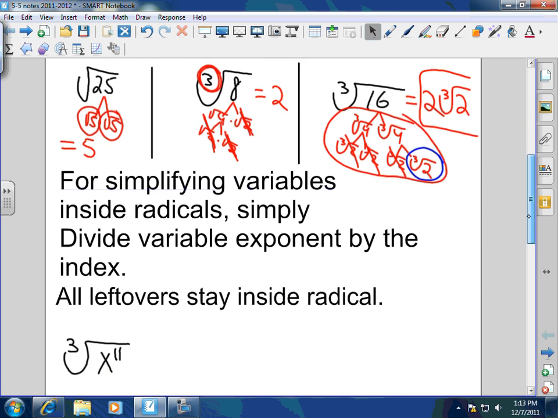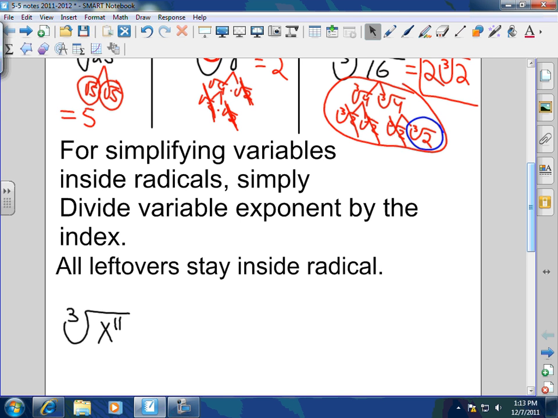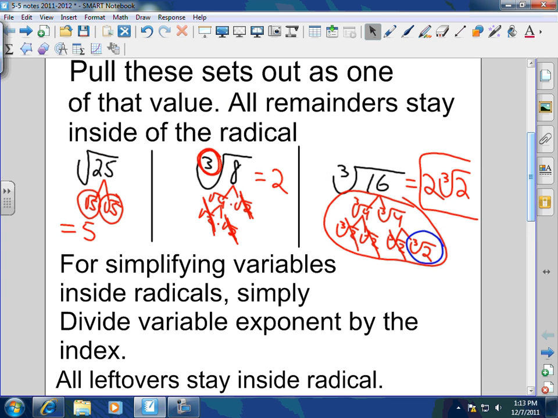Okay. Now, for simplifying variables, yes, sir. That's what they just asked before, so you need to pay attention. If you had 2 cube roots of 2 left over, then inside the radical here would be the cube root of 4. We just answered that question.